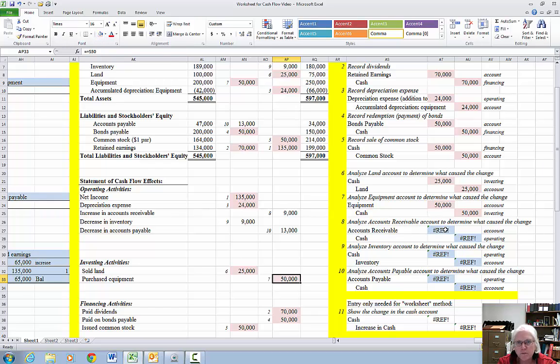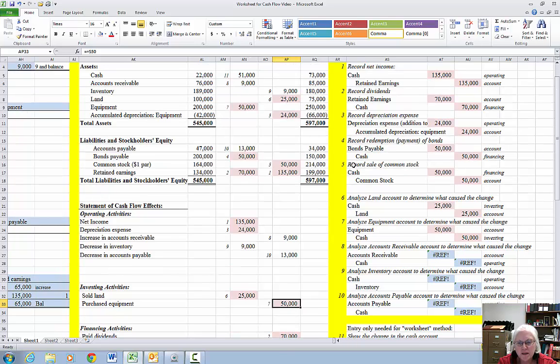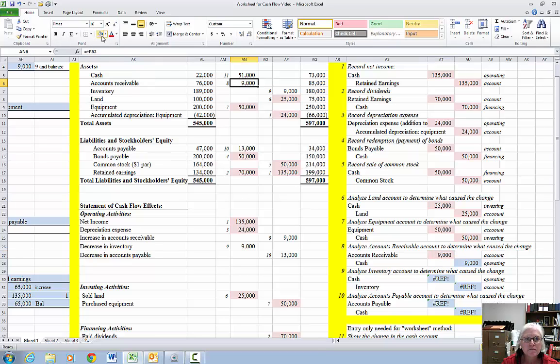Accounts receivable, let's look up here. It increased by $9,000. So I'm going to debit accounts receivable for $9,000. And the offset is always to cash for $9,000 because it's a current asset. What am I doing? I'm crediting cash for my increase in accounts receivable. It goes in the operating section.